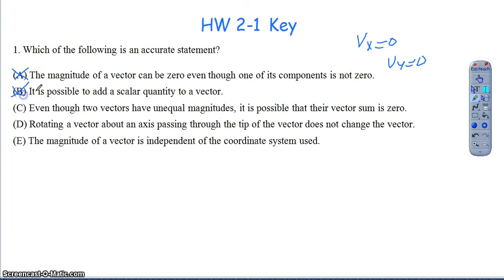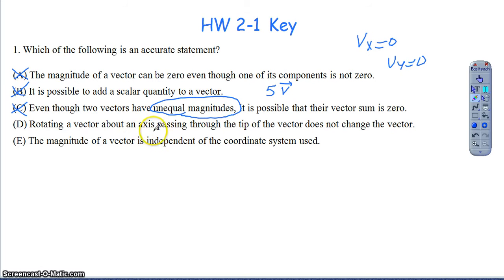That's also false. You can multiply a scalar by a vector, so if I take 5 times the velocity, I can do that, and I would just distribute that 5 to each of the components, but I can't add them. I can't sum those two quantities unless they're both vectors. Even though two vectors have unequal magnitudes, it is possible that their vector sum is 0. Again, if they're unequal vectors, the only way that they could sum to be 0 would be if they canceled out both components, but in order for that to happen, they'd have to have equal magnitudes, so that doesn't make any sense.